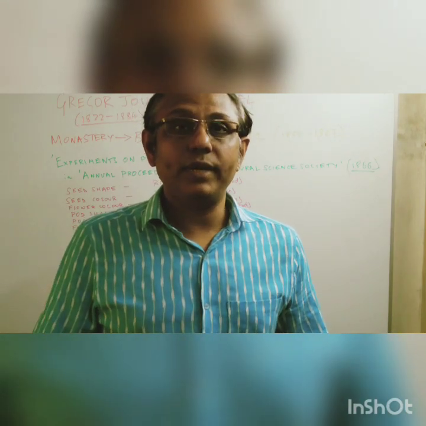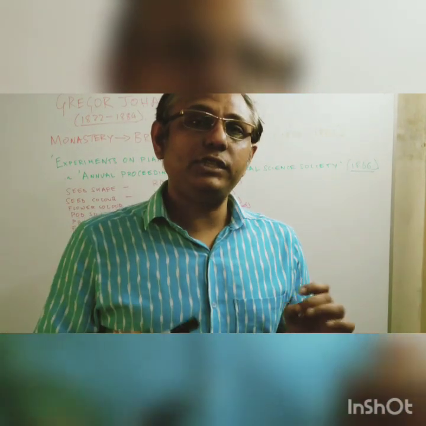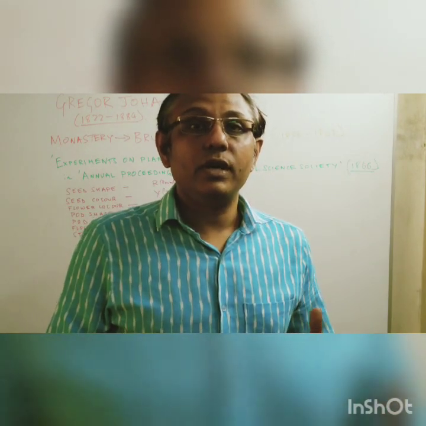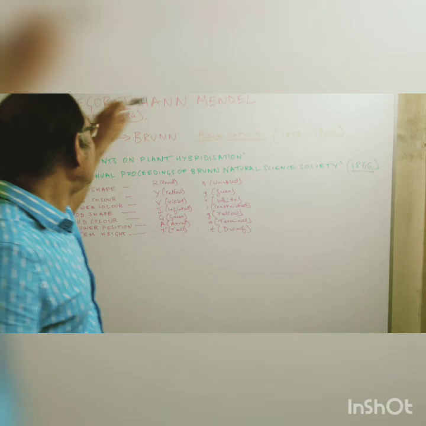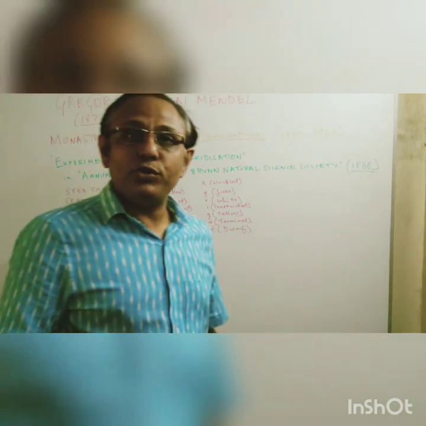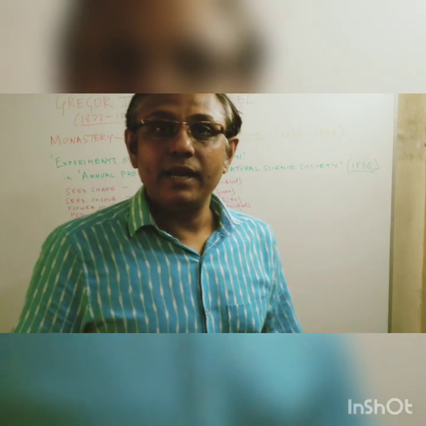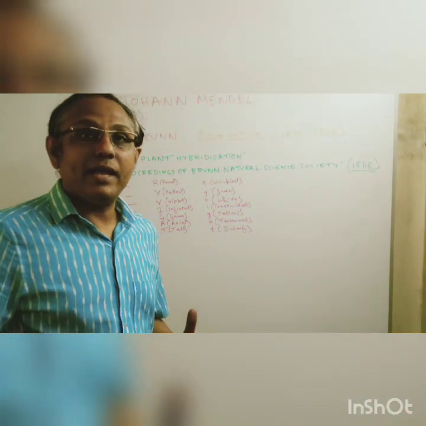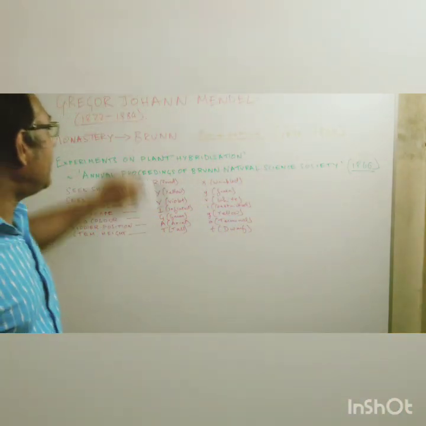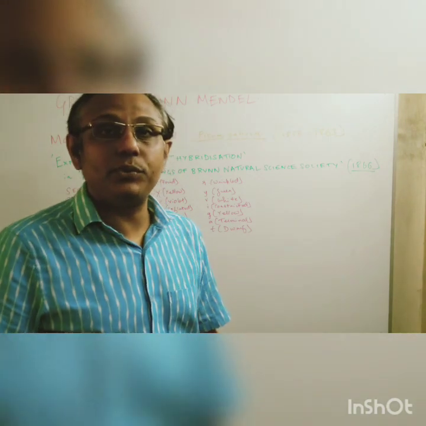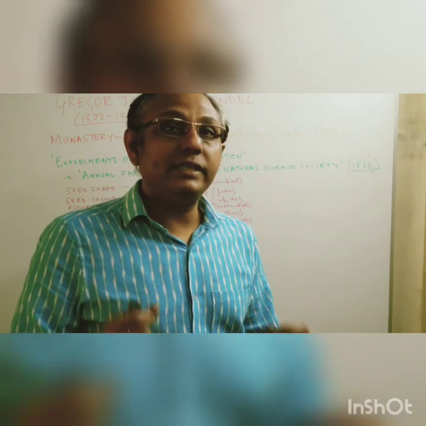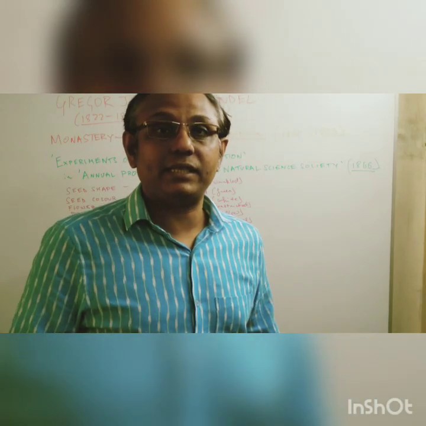We start with the initial stage from where genetics started, and that is talking about the person who started it, Gregor Johann Mendel. Do you know who Gregor Johann Mendel was? He was a priest, a priest in a monastery in Brunn, and he is credited with the discovery of the laws of genetics.